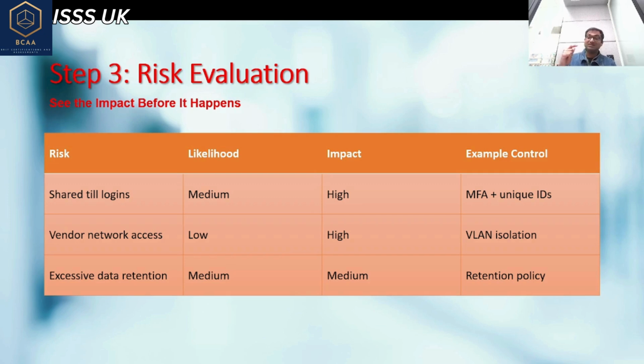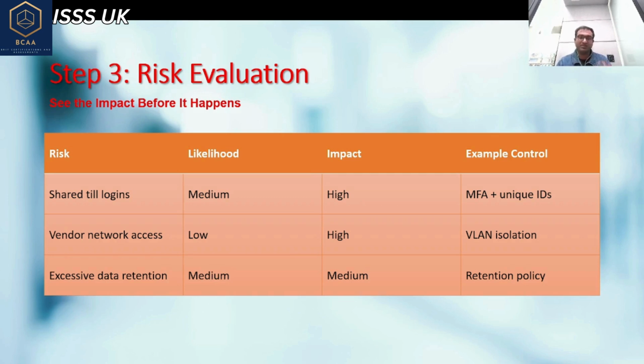These kind of things the subordinates do not have, because the idea is the trust only ascends. Trust cannot descend. So trust ascends according to the hierarchy. In that way, use zero trust principle, which we will see further. So to avoid shared tills, unique identification and MFA is extremely important. Of course, we'll see the vendor network access and excessive data retention.